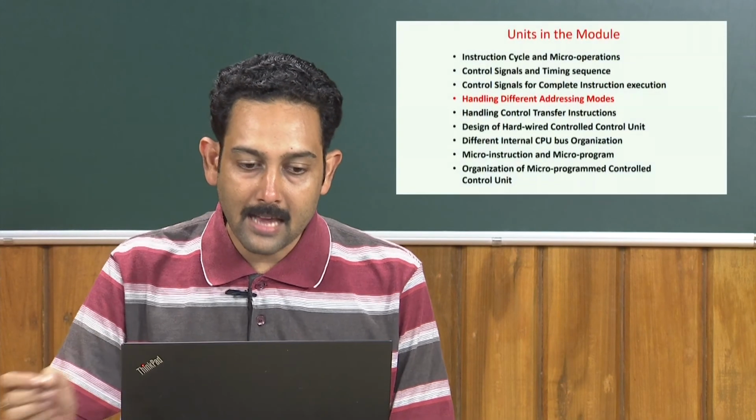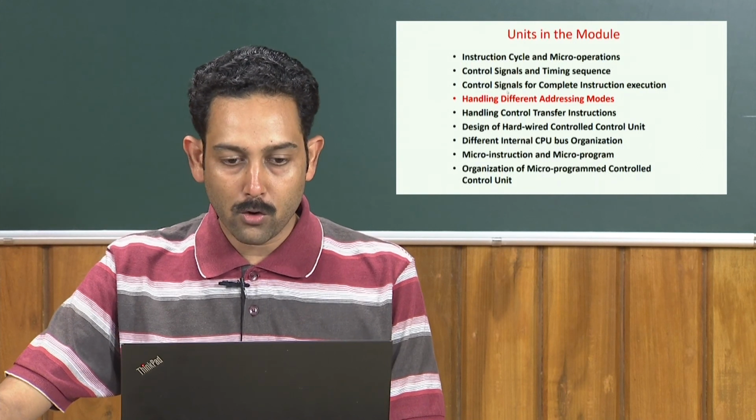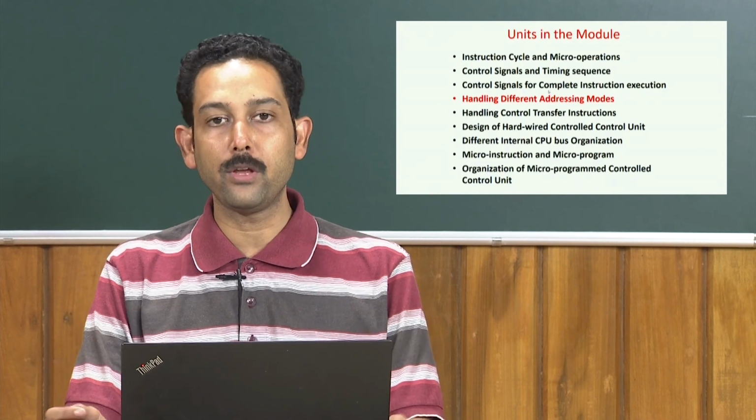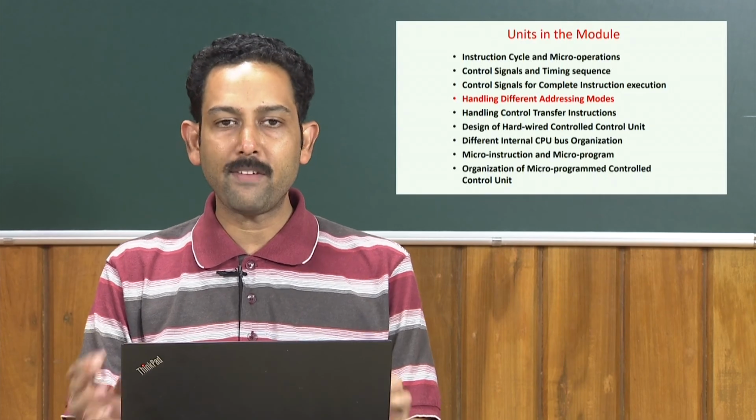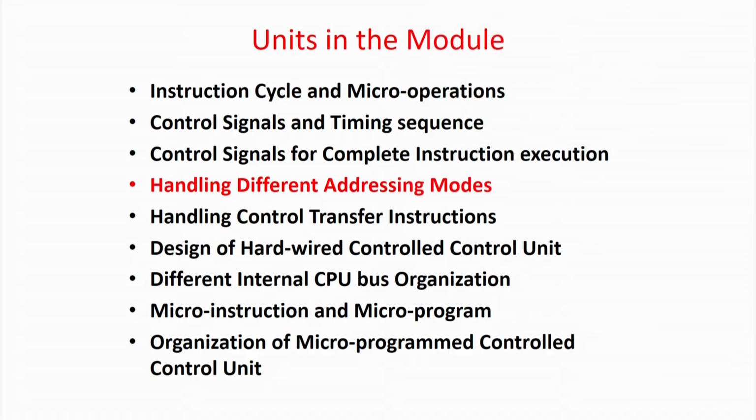So, in the last unit, which was on control signals for complete instruction execution, we took some template instructions and saw how different control signals are generated. We also considered a single bus architecture, and vis-a-vis that we saw in a very detailed manner that for any given instruction, like fetch, decode and execute, for the complete sequence, what are the different control signals and the corresponding micro instructions required and generated.